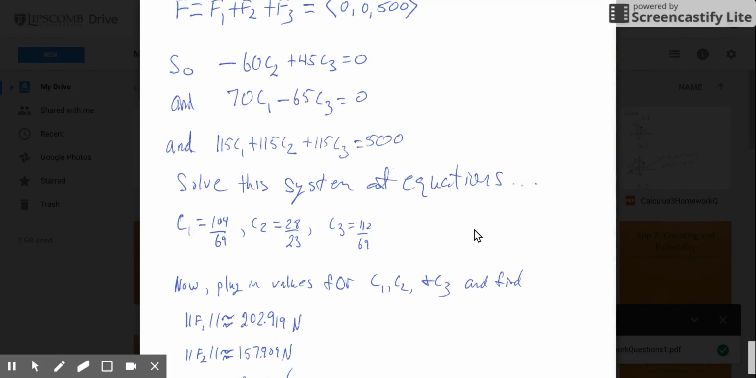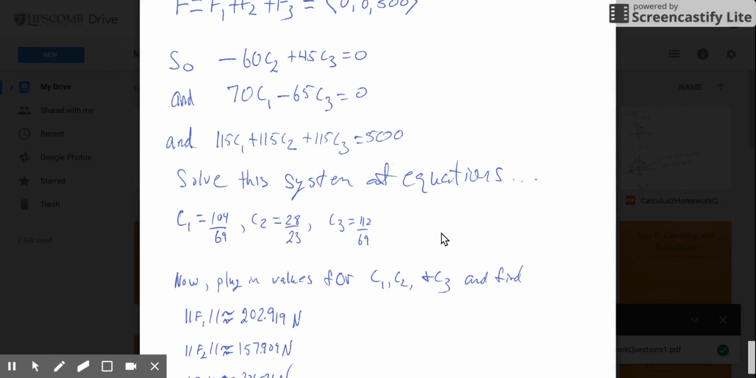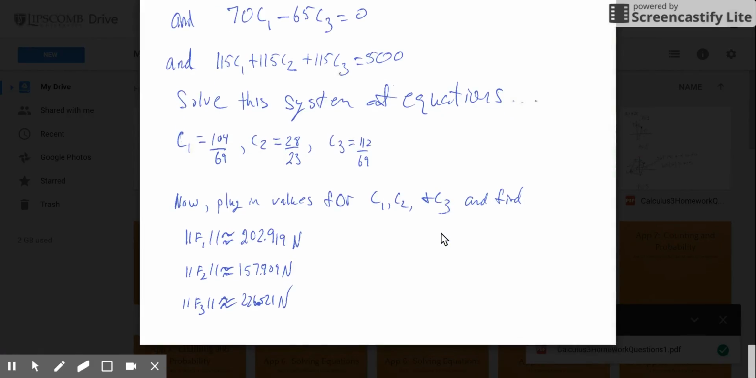We solve that system of equations using your favorite way to do that, and you get the following values for C1, C2, and C3. When you plug those values back in, C1, C2, and C3 goes back into F1, F2, and F3. You find the magnitudes as follows: 202.9 newtons for F1, magnitude of F2 is 157.9, and magnitude of F3 is 226.521 newtons.